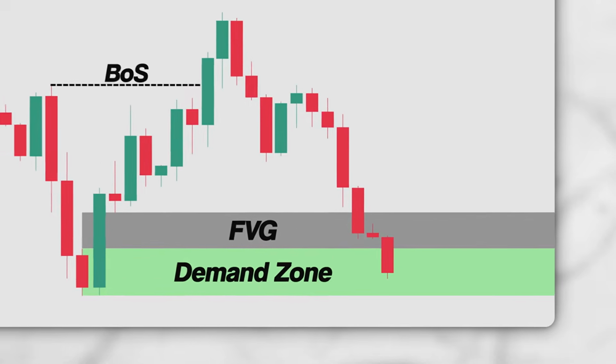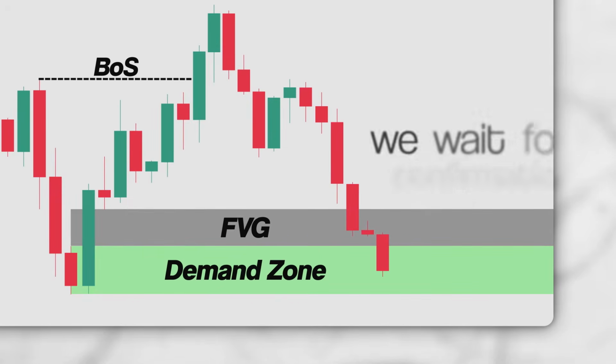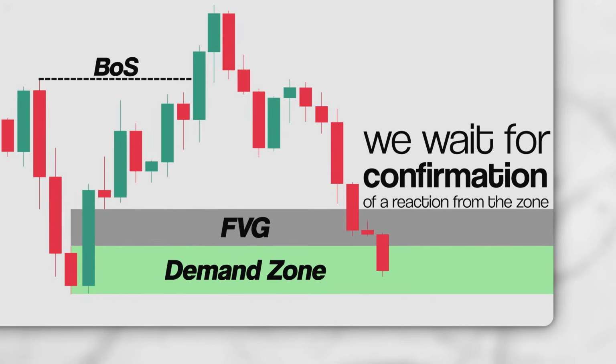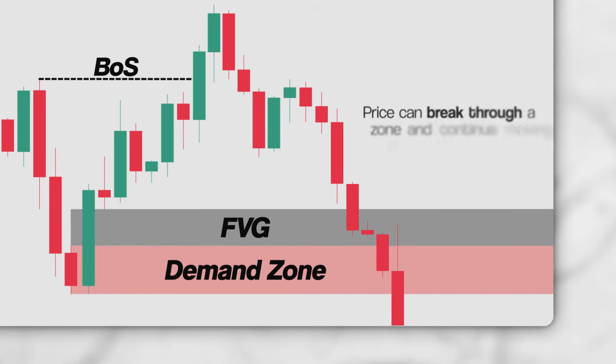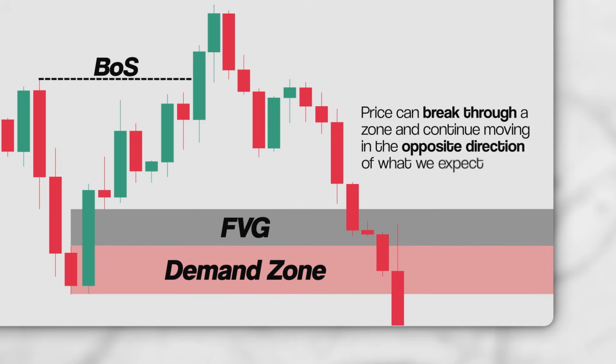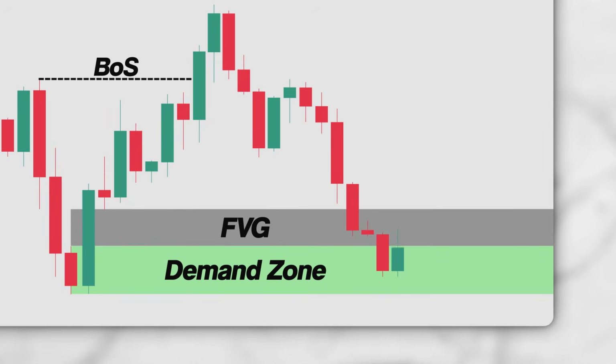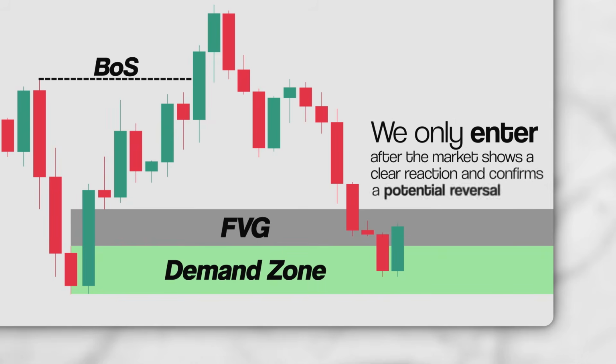At this point, we do not enter immediately. Instead, we wait for confirmation of a reaction from the zone in the form of a closed bullish candle. This part is important. We do not place limit orders inside supply or demand zones. Price can break through a zone and continue moving in the opposite direction of what we expect. That is why confirmation is always required. We only enter after the market shows a clear reaction and confirms a potential reversal.